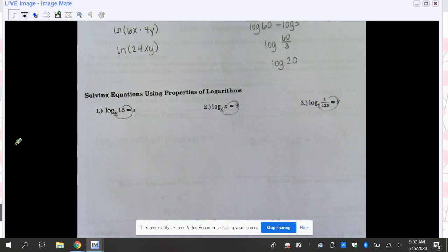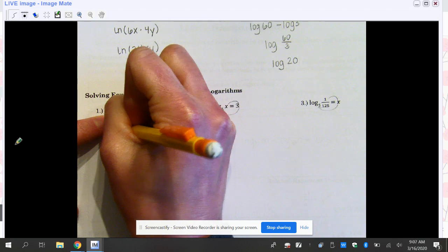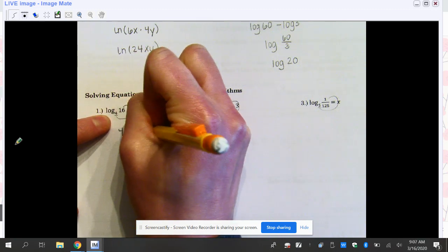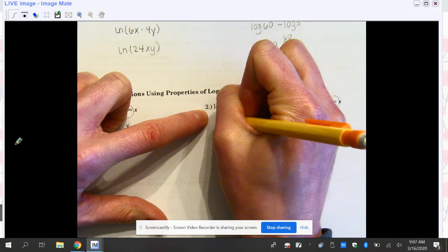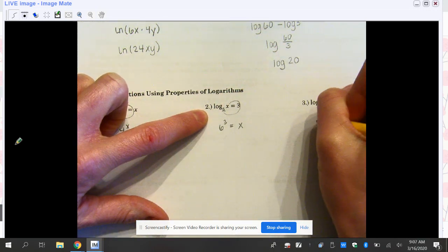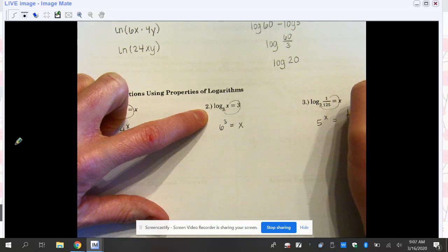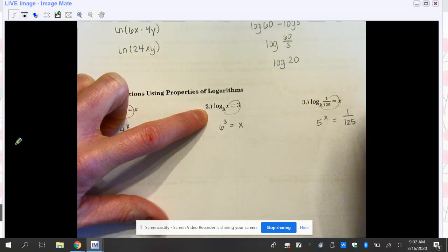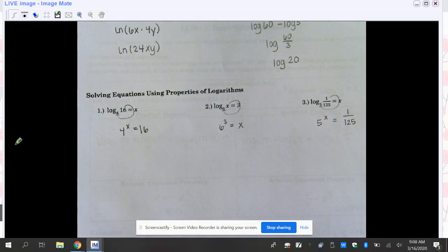So if I rewrite this, 4 to what power is 16? 6 to the third equals x, and then 5 to what power is 1 over 125. So visualizing it like that is probably a lot easier for you guys as opposed to looking at it as a log. However, I do need you to make sure that when you see a log, you can picture that as the exponent. If you can do that, then you are good to go.